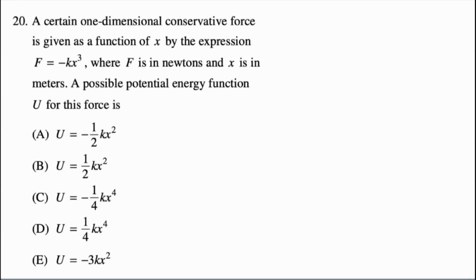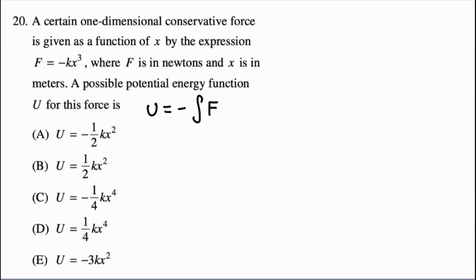So now number 20. A certain one-dimensional conservative force is given as a function of x by the expression F is equal to negative kx cubed, where F is in newtons and x is in meters. The possible potential energy function U for this force is, and then they give us the answer choices. So for this question, we need to know the calculus relationship between potential energy and force. That is given by U is equal to the negative integral of force.